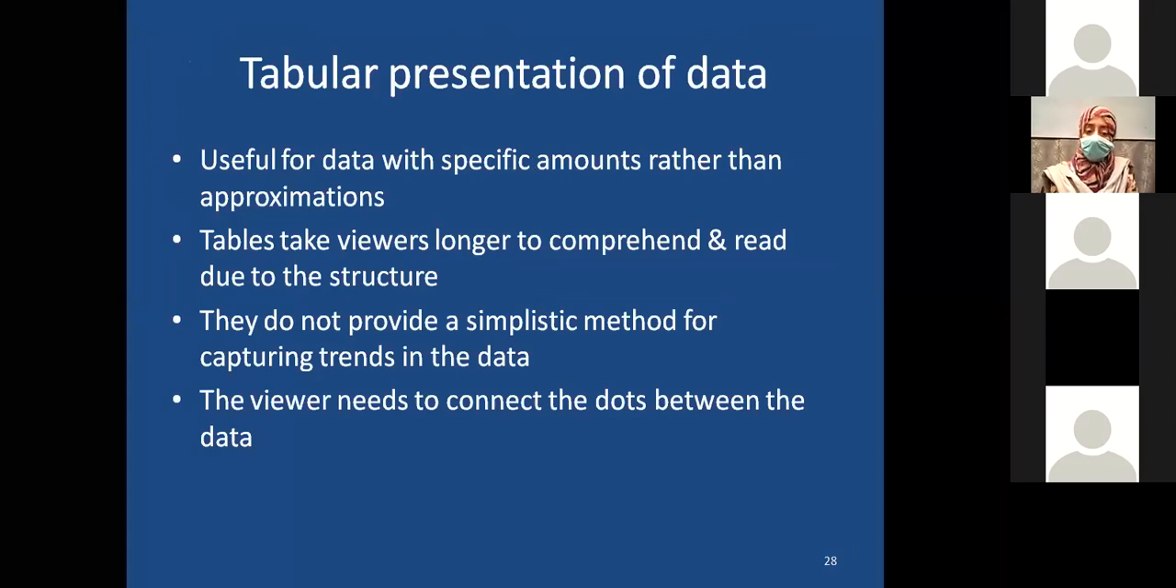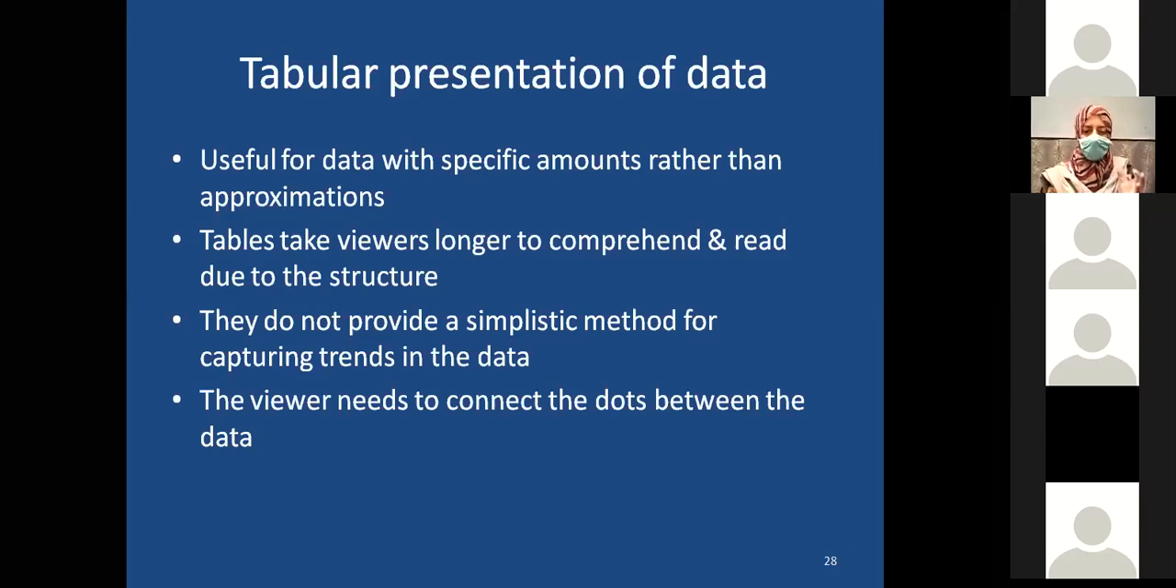And when you come to tables, they're useful for data with specific amounts rather than approximations. You can't make good comparisons with tables. They're not very good. It also takes longer for a person to comprehend and read a table compared to a graph. And they do not provide simple methods for capturing trends in the data, compared to graphs where you can see a trend in the data. And the reviewer needs to connect different types of data, so it's not very simple for the viewer to read a table.